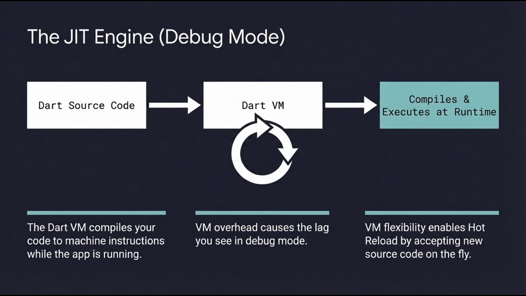Here's what the JIT engine actually looks like. Dart source code goes into the Dart VM, which compiles and executes at runtime. The VM compiles your code to machine instructions while the app is running. That VM overhead is what causes the lag you see in debug mode. But that same flexibility is what enables hot reload. The VM can accept new source code on the fly.